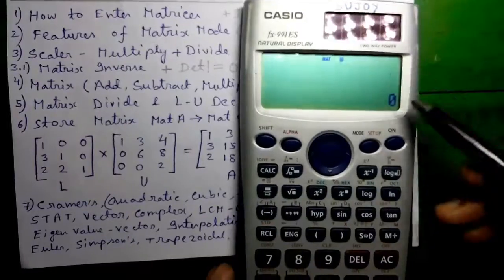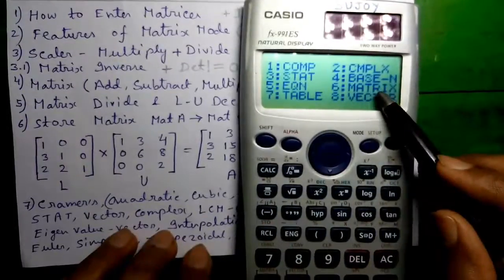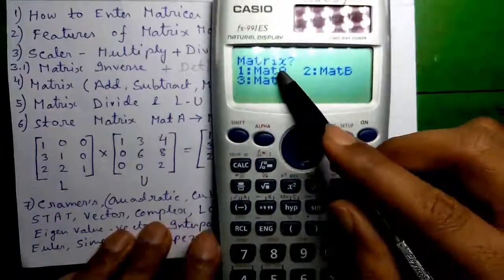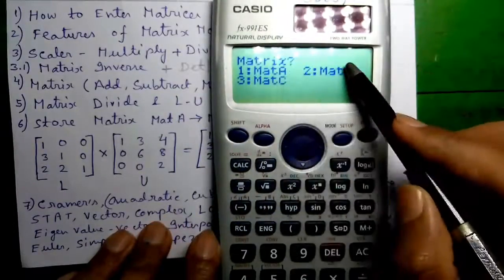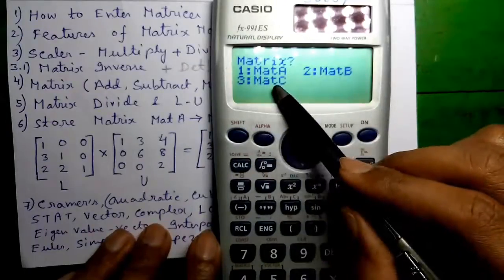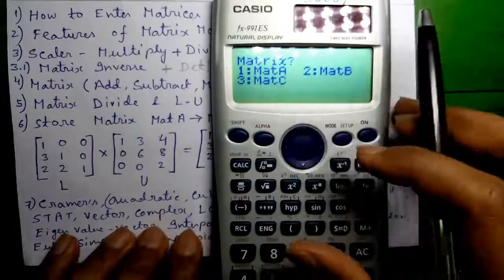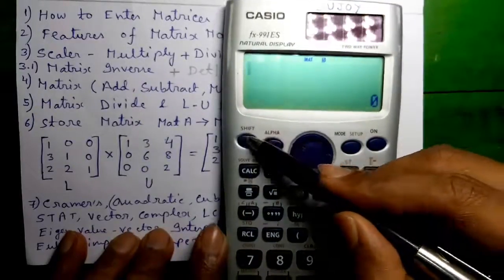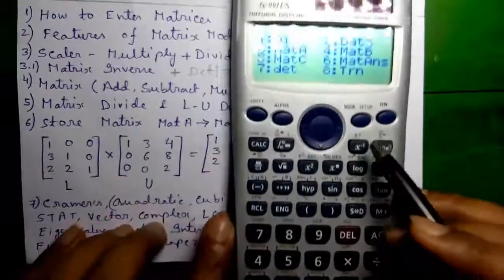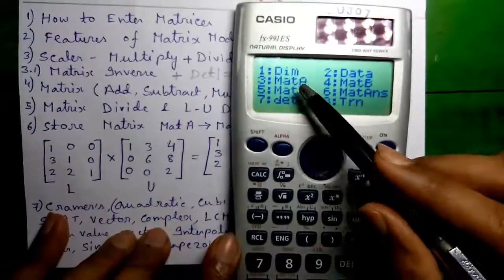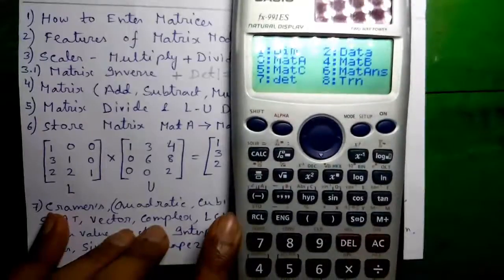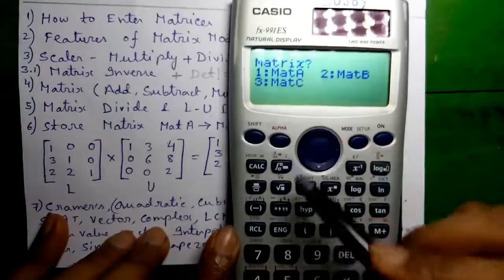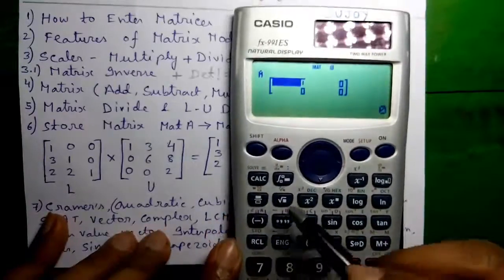First, to get into the matrix mode, press this mode button and enter 6 for matrix. And you can enter 1 for matrix A, type 2 for matrix B and type 3 for matrix C. And now I will tell you how to enter the matrices. For that, press shift and 4 to get into matrix submenu and 2 for data. 1 for matrix A, 2 for matrix B and 3 for matrix C. So enter 1 for matrix A.